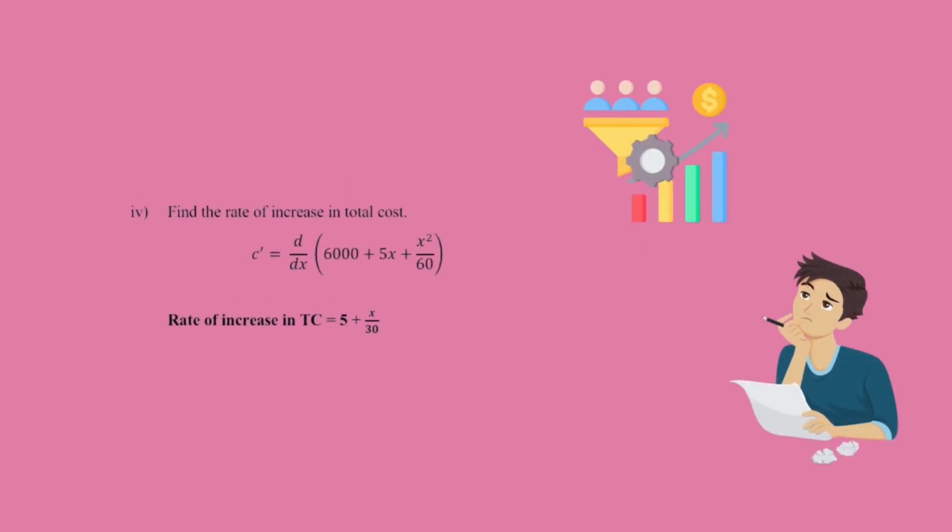To determine the rate of increase in the total cost function, which is 6000 plus 5x plus x squared over 60, we need to differentiate the function. After we differentiate, we will get 5 plus x over 30. Therefore, the rate of increase in the total cost function is equal to 5 plus x over 30.